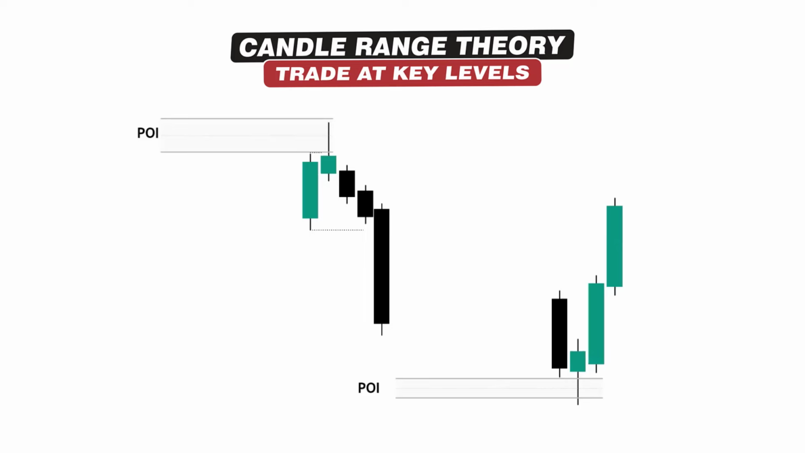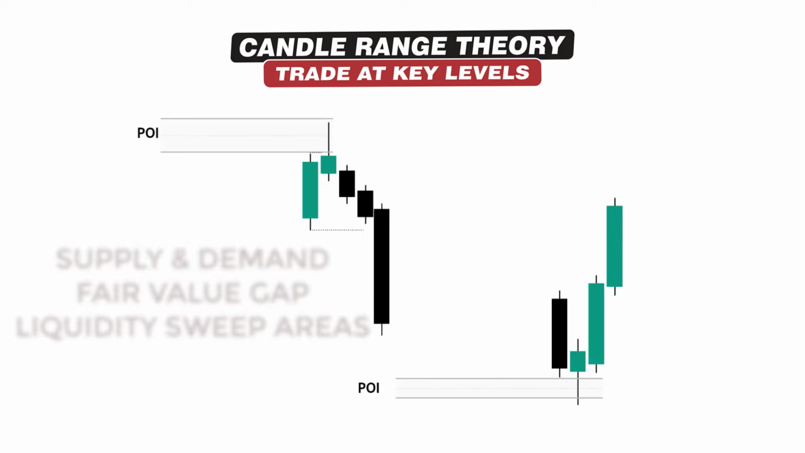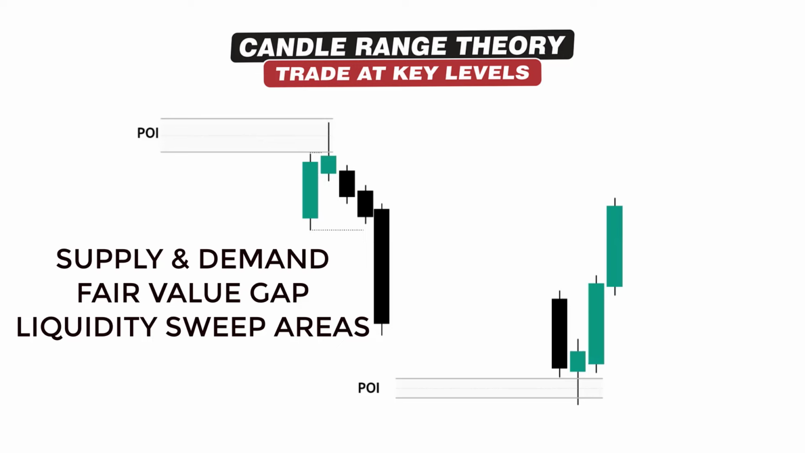I'm going to teach you how you can spot high probability candle range theories by combining the concepts I'm going to teach you in today's lesson. That is understanding price across different time frames, understanding the fractal nature of the markets, understanding price from time frame to time frame, combining it with your key areas. Your key areas could be your PDRA, supply and demand zones, fair value gaps, and liquidity sweep areas. Let's jump straight into that.